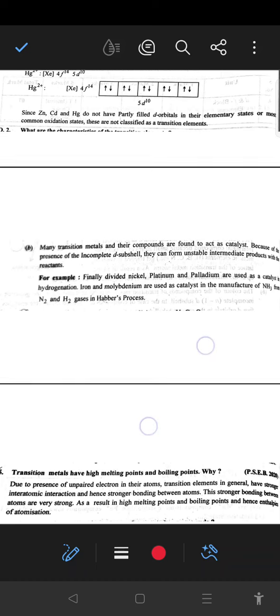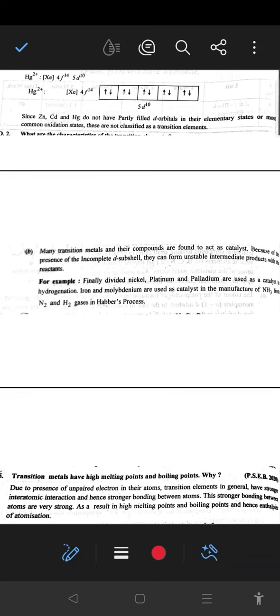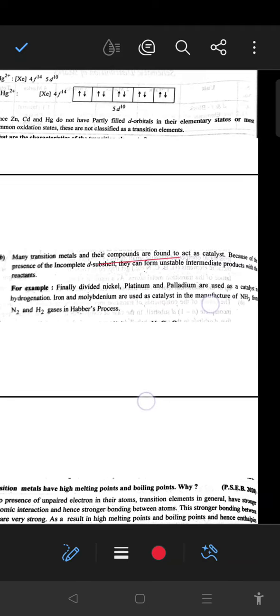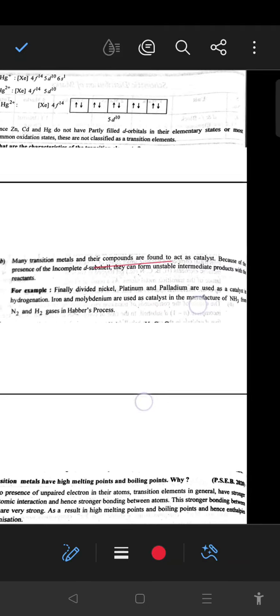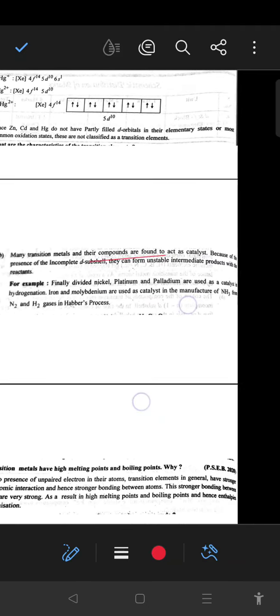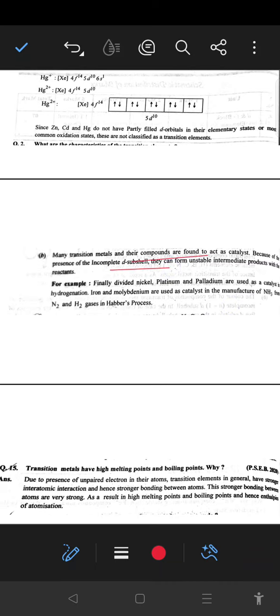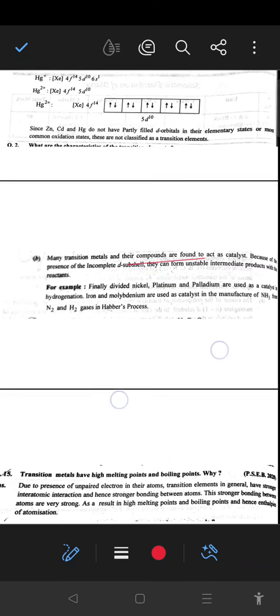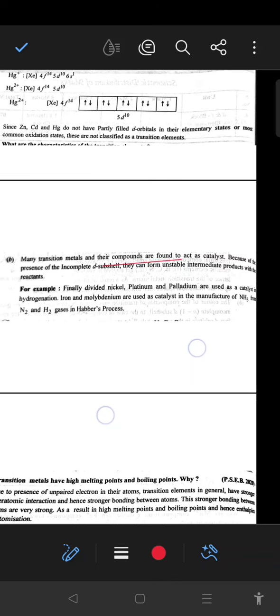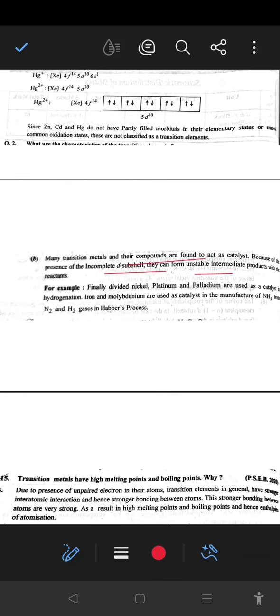Okay. Next, many transition metals or their compounds act as a good catalyst. So the reason is that many transition metals and their compounds are found to act as a catalyst because of the presence of incomplete d subshell, or they can form unstable intermediate products with the reactants. So for example, finely divided nickel, platinum, palladium are used as a catalyst for the hydrogenation.